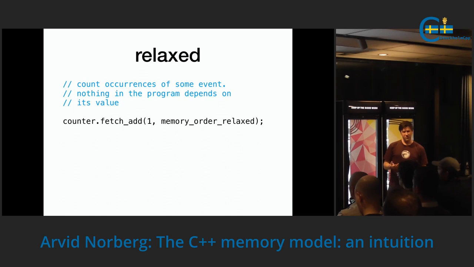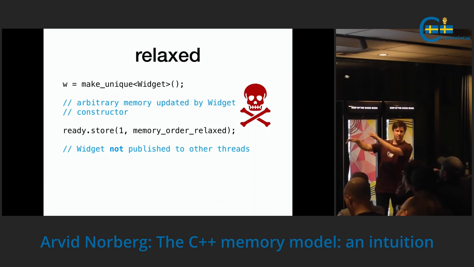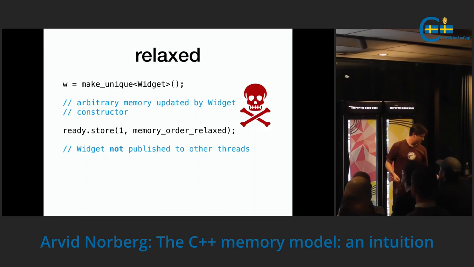So about the only reasonable use case of relaxed atomics, you know, there might be more fringe cases, but if you're counting the number of some events happening in your program and you don't make any decisions based on this counter, other than maybe flushing it at the end of the program or something like that, then it makes sense. If you start to make decisions based on it, then you introduce a dependency that may be risky. So for instance, if you were to take this example and change it to memory order relaxed, nothing that happens in the widget constructor has to become visible to the other thread here. In fact, the compiler can move the store up before it even calls the constructor.